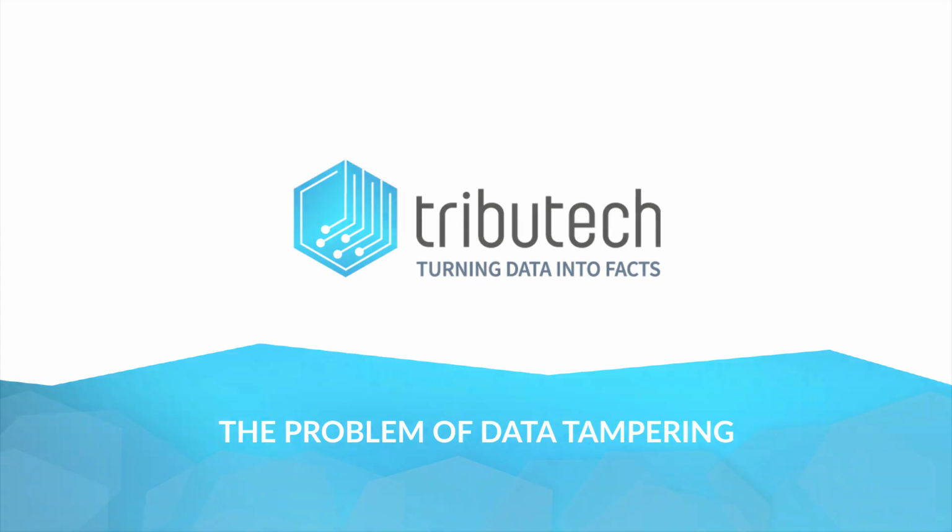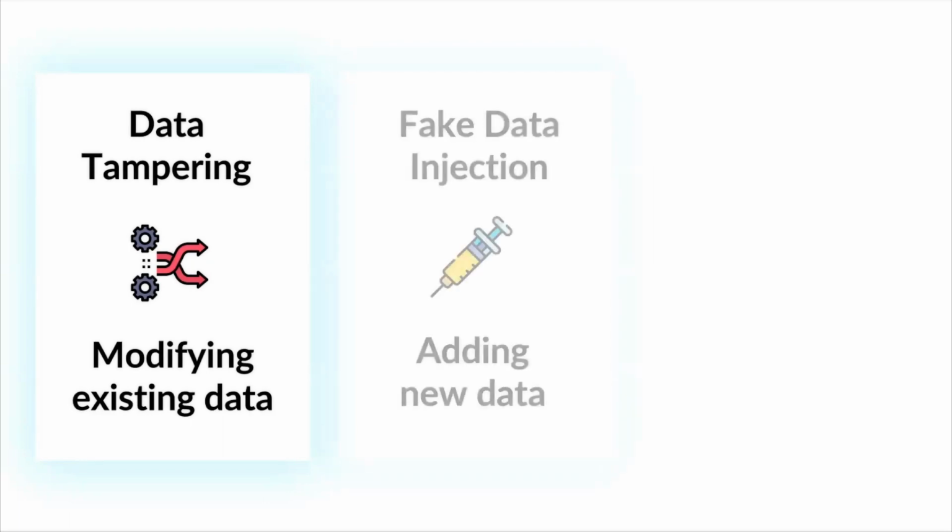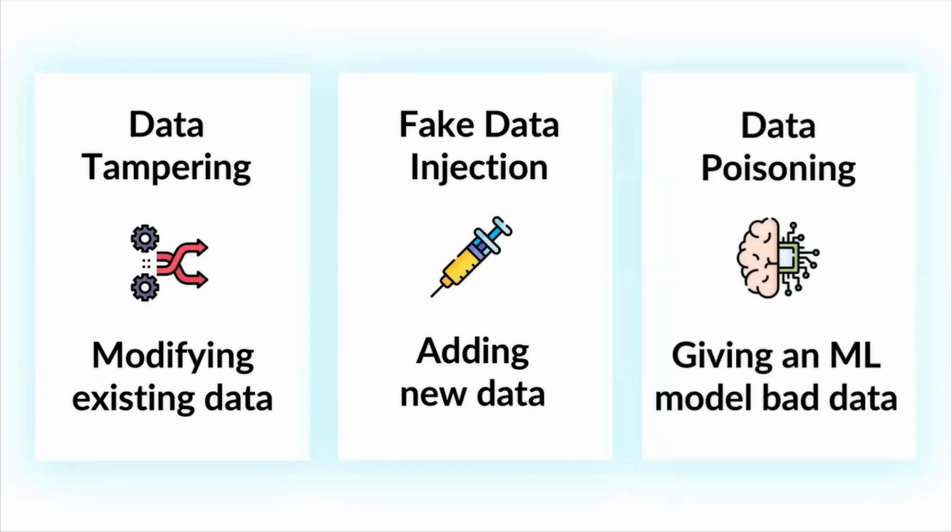Let me explain. Firstly, there's data tampering. Data tampering is about modifying existing data. Secondly, there's fake data injection. Fake data injection is what it sounds like. This is about injecting new data into a data stream. And finally, there's data poisoning. This is specifically about machine learning models. The idea with data poisoning is that you feed a machine learning model bad training data so that it learns to make bad decisions instead of good ones.